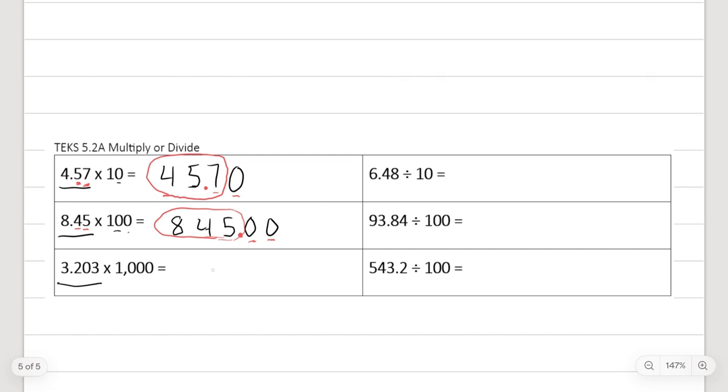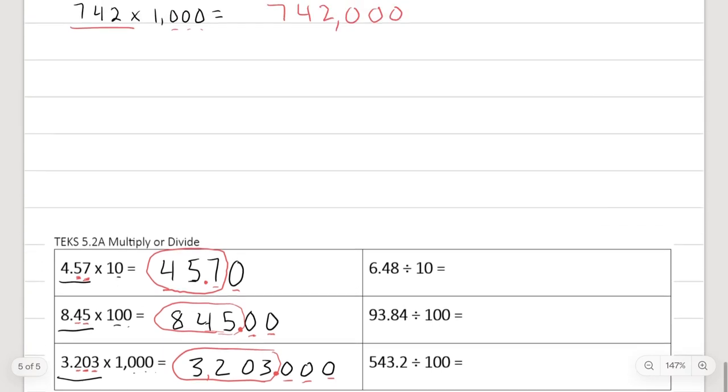Okay, one more. Let's copy your number. 3, 2, 0, 3. And then 3 zeros. 1, 2, 3. And then let's count our decimal places. 1, 2, 3. So 1, 2, 3, decimal. Don't forget your comma there. So your answer is 3,203. Okay, so that's how we multiply.